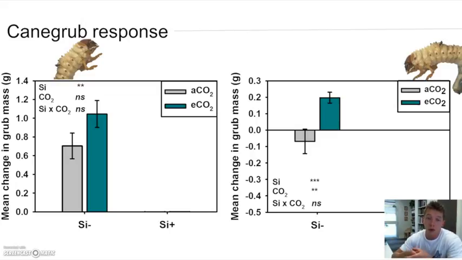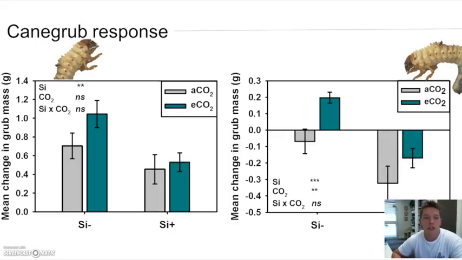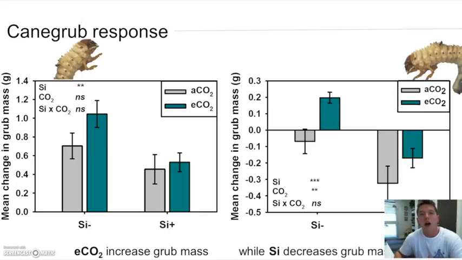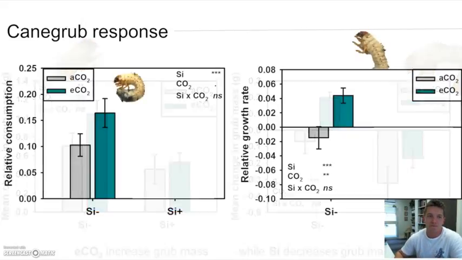And this is also reflected in the plot on the right. So from the short-term feeding trial as well, we can see they're also gaining more weight under elevated CO2. But with the application of silicon, we can see a significant decrease in their change in mass. So the plot on the left, we can see they're gaining much less mass when under high silicon diet. And then the plot on the right, the grubs basically just lost weight when they were feeding on plants grown under high silicon. So we can see from this that elevated CO2 increases the grub mass, while silicon decreases this.